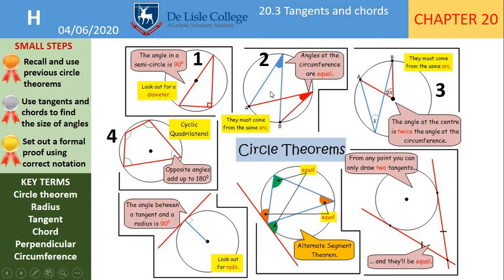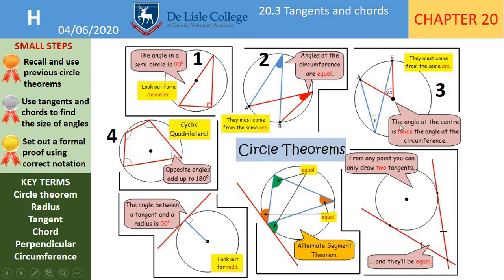Circle theorem number 2, the angles at the circumference are always equal. They must be from the same arc. So here I've got points A and B. You can see that the angle up to the circumference here, going up to the circumference here, these are equal. They are in the same segment.